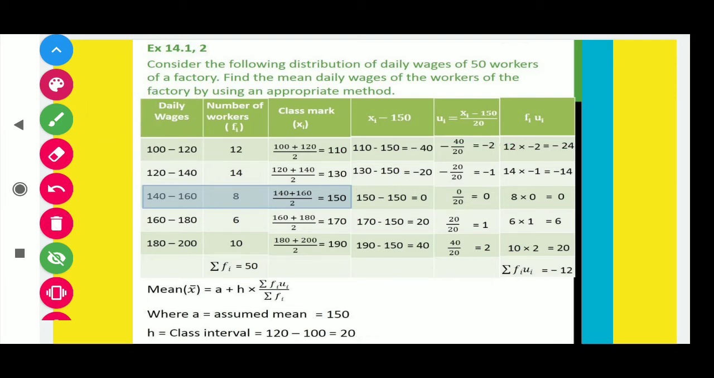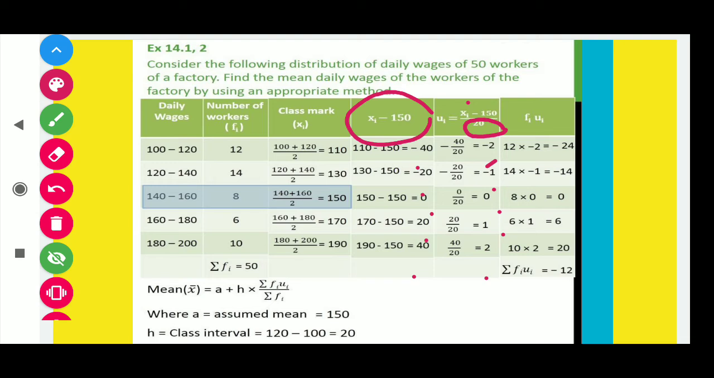So this is the value of h. So students, here you can see that put the value of xi minus 40, and minus 40 over 20 we get minus 2. What you have to do is simple: the xi minus 150 column you have already found, you simply divide it by the width. Okay, so students, here minus 20 over 20 we get minus 1. 0 divided by 20 we get 0. 20 divided by 20 we get 1 and 40 divided by 20 we get 2.